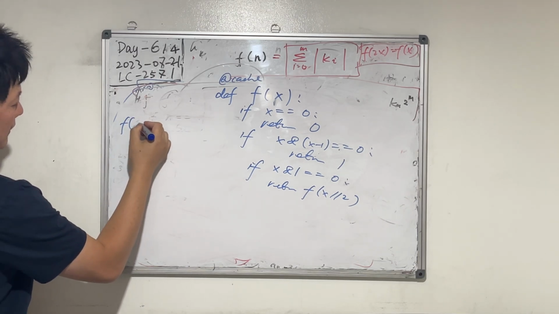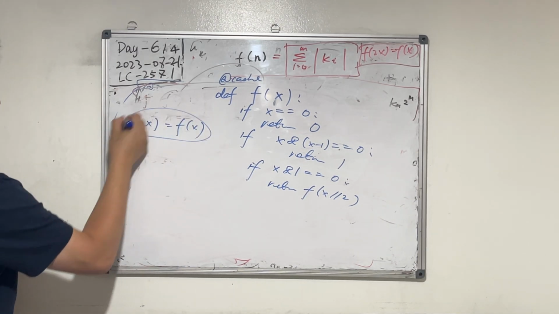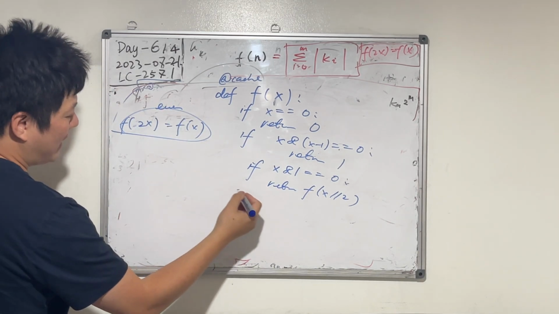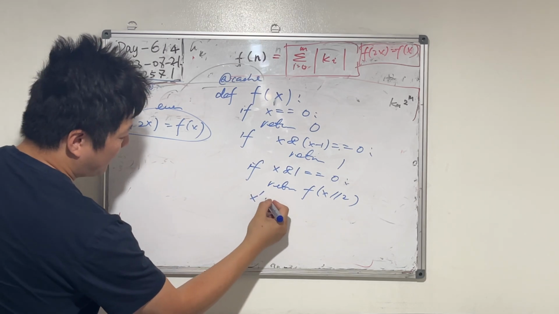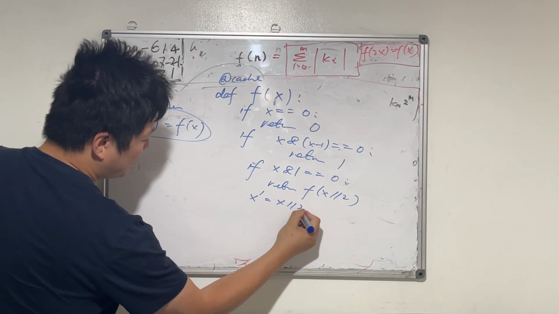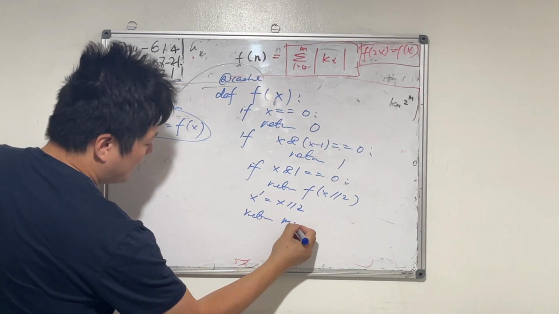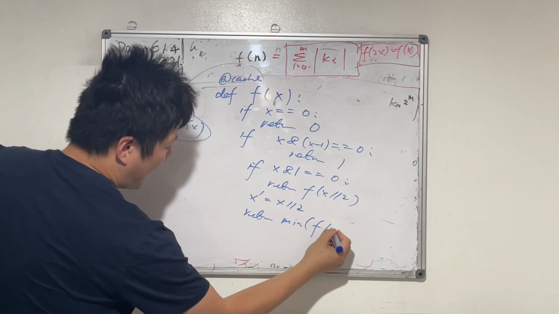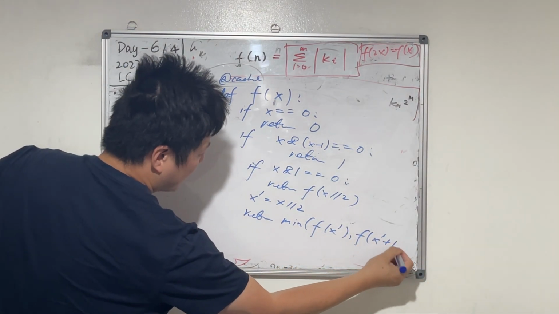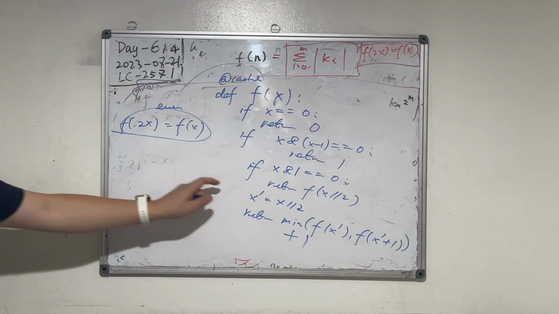Okay, we know it, right? If it's an odd number, then half of it, x divided by 2. Then return the minimum of f(x') and f(x'') plus 1, where x' and x'' are the two halves. Okay, that's it. Look, this is the equation today.